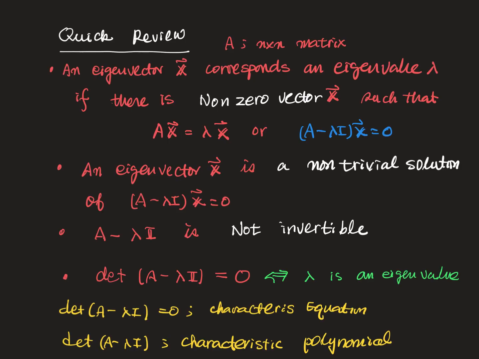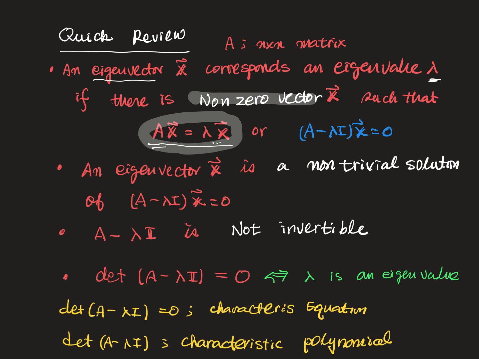Before we discuss the characteristic equation, let's quickly go over what you learned so far. The eigenvector x corresponds to the eigenvalue lambda. They satisfy this equation: matrix A times vector x is lambda x. Here a very important idea is that the eigenvector is a non-zero vector. When you satisfy this matrix equation, then we say lambda is an eigenvalue, right?